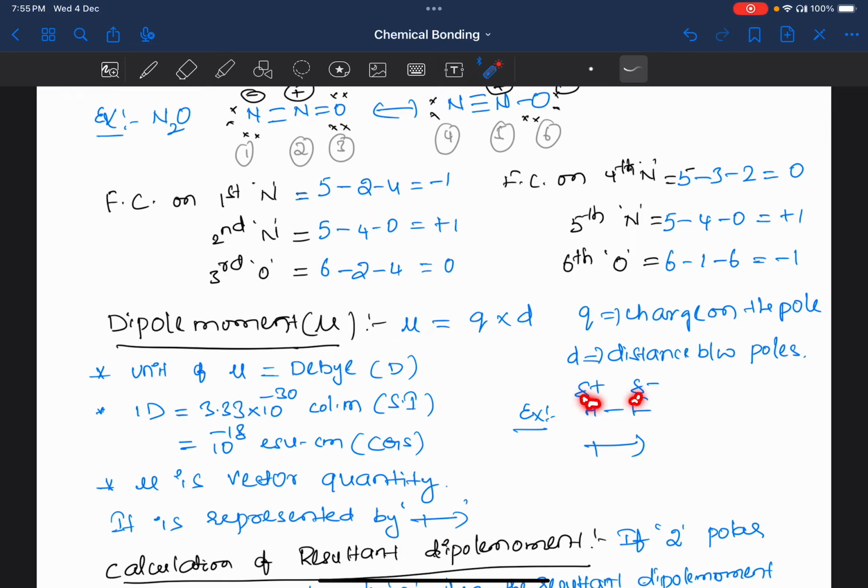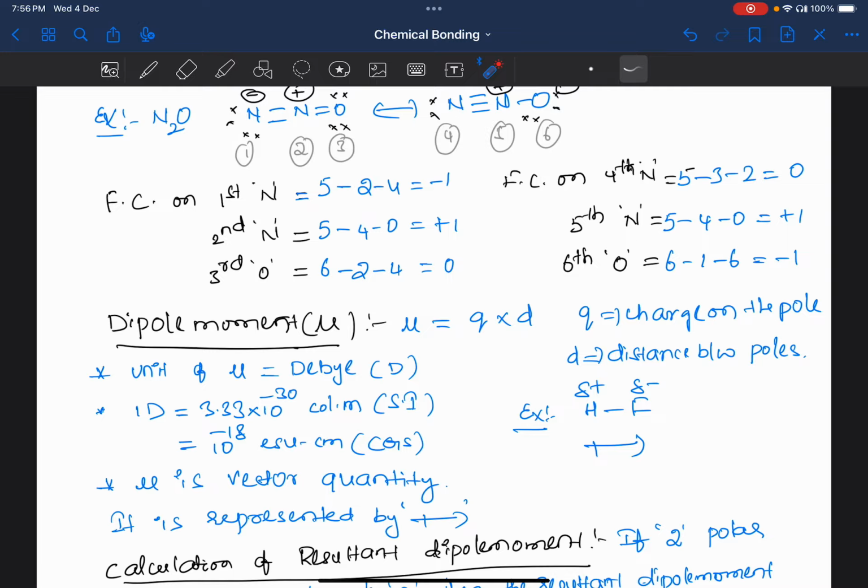A substance with two opposite poles is called a polar substance. Therefore, the dipole moment is explained for this type of polar molecule. And now, what is the unit of dipole moment? Its unit is debye. The unit of dipole moment is debye.